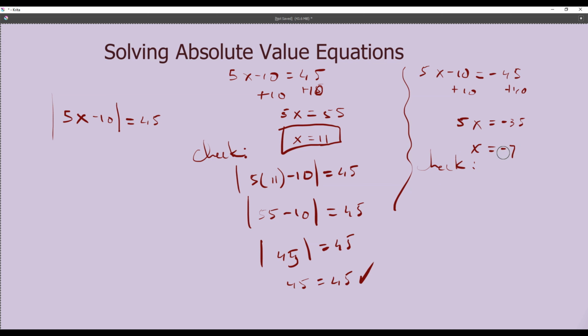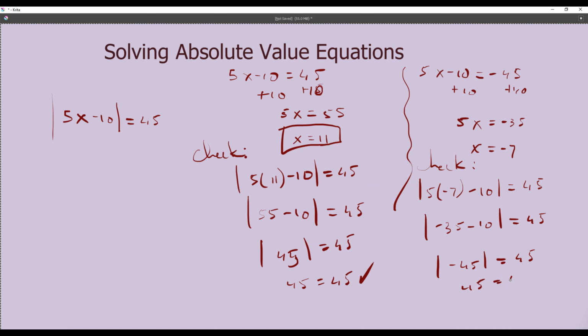So I put negative 7 into the original equation, right? So absolute value of 5 times negative 7 minus 10 equals 45. So that gives you negative 35 minus 10 inside. Negative 35 minus 10 is negative 45. Absolute value of negative 45 is 45. So both of them work. So they're both solutions.